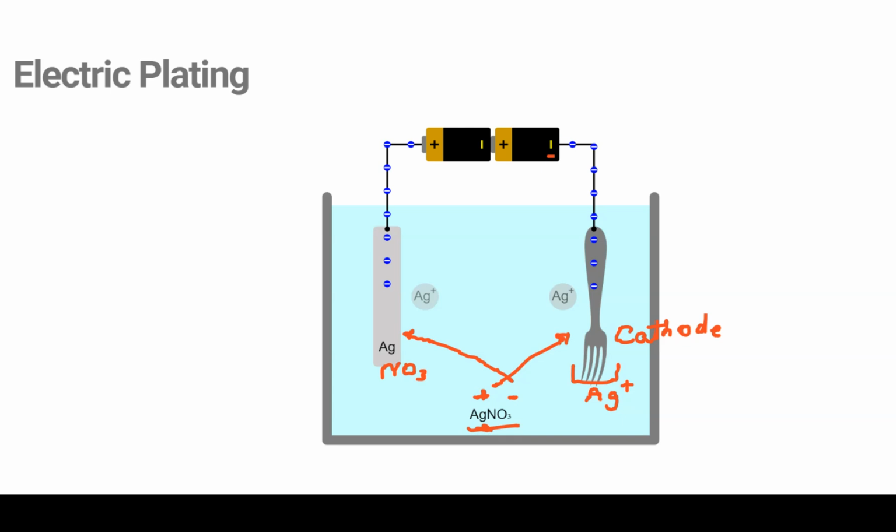After a period of time, you will find that the silver electrode, or the silver terminal, will be reduced, which means some parts of it will be worn away. And on the other hand, you will find some part of the fork starts to be shiny because we have added silver to it. Of course, this electroplating is very expensive, but it's one of the real life situations where we can use electrolysis.